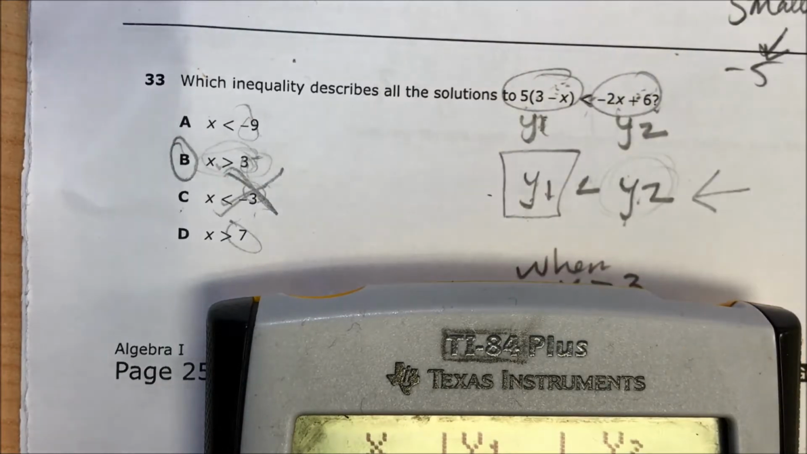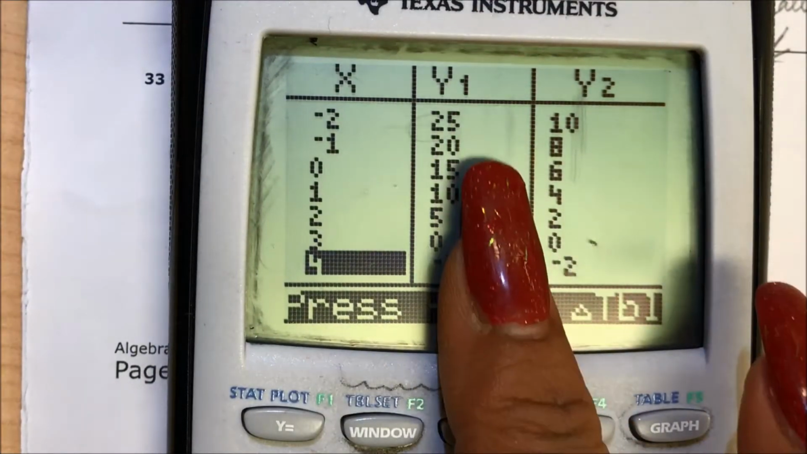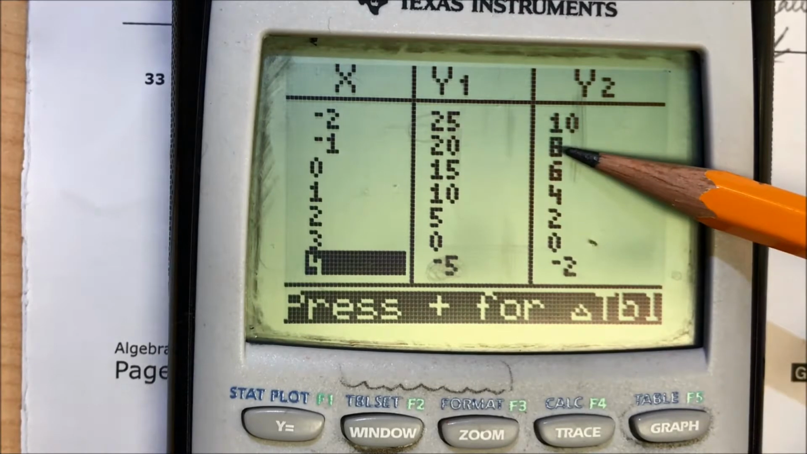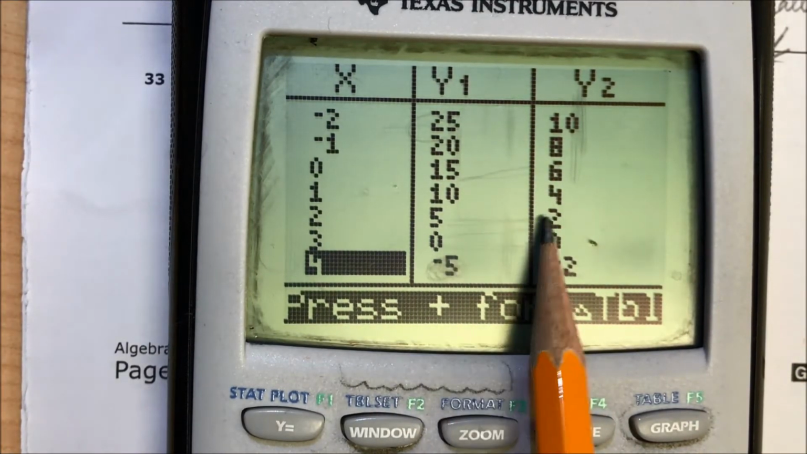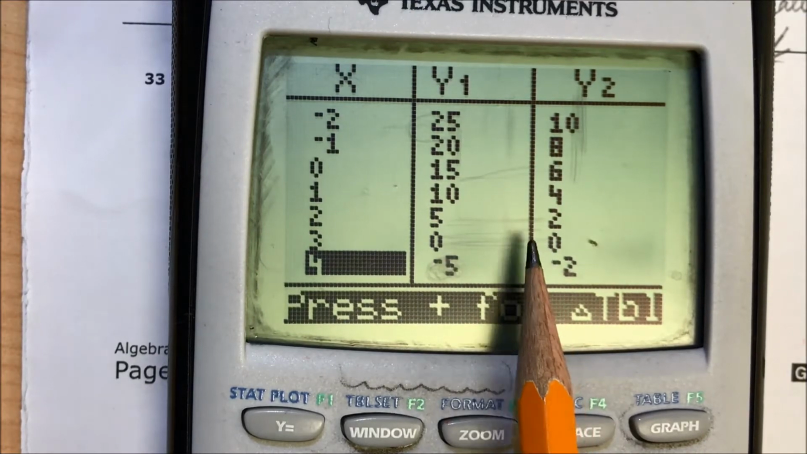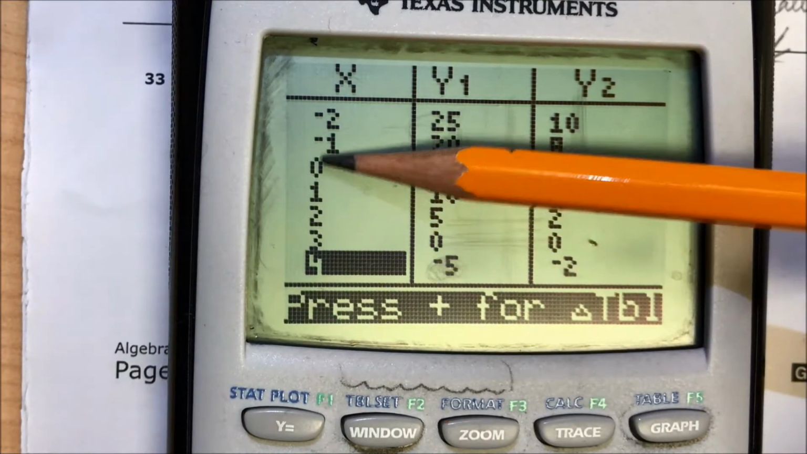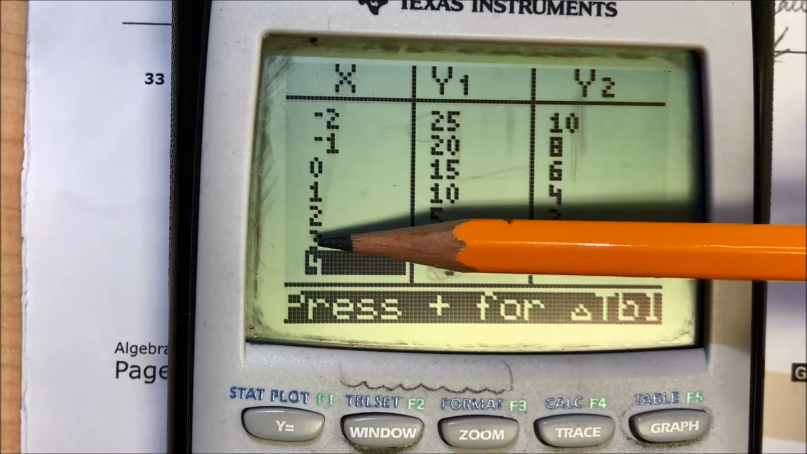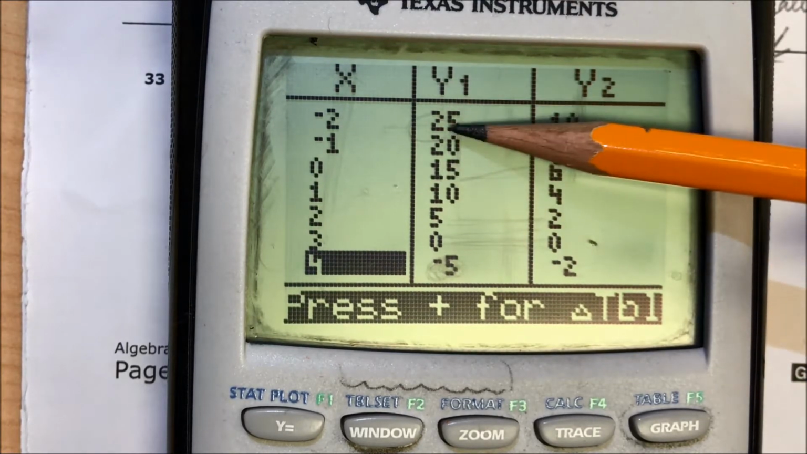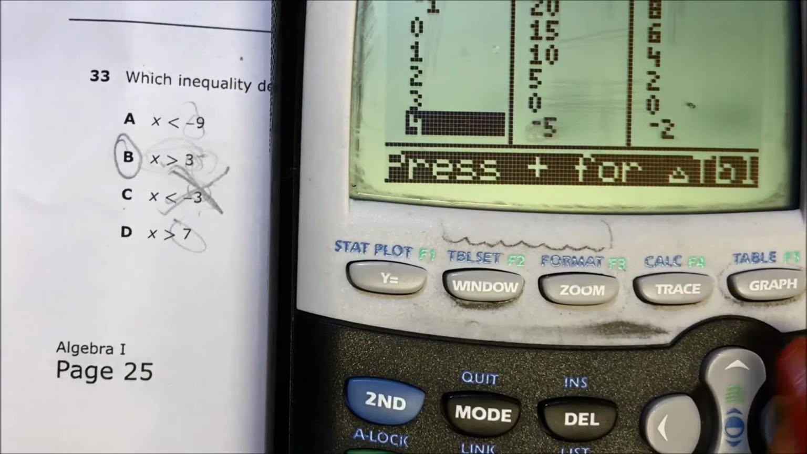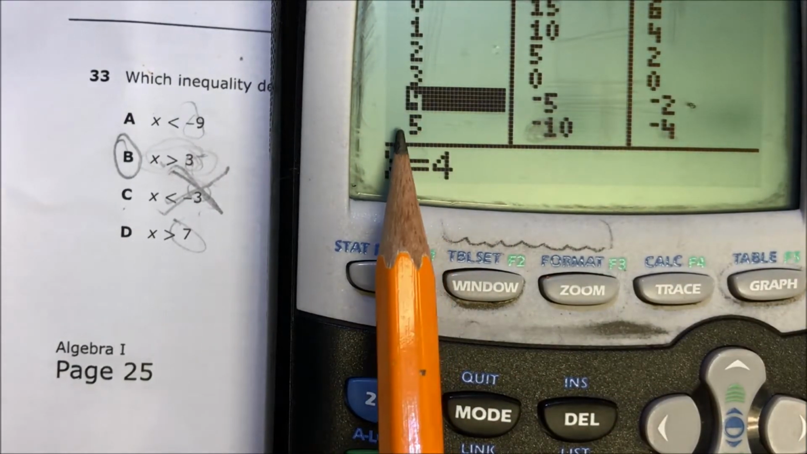Let's discover why. When I go to y1, when are the values on this side smaller than y2? Well, right now here it's bigger, bigger, still bigger, still bigger, and then I have the same number. So that means 3 is the answer. But it's not below 3 because 2, 1, 0, negative 1, 2. Those x values are below 3. They're less than 3. So x will not be less than 3 because this column is bigger than this column. Remember, we want to know when is y1 smaller than y2.